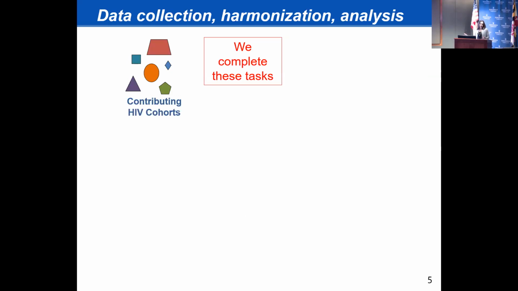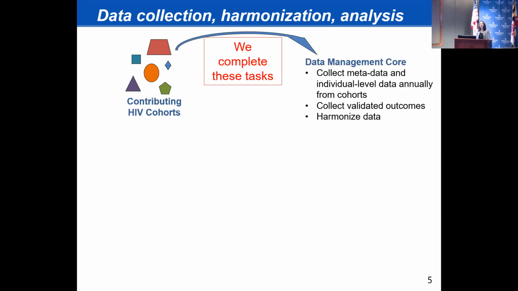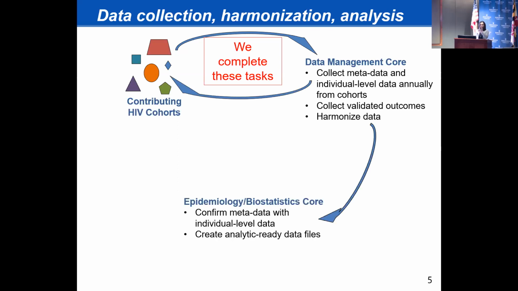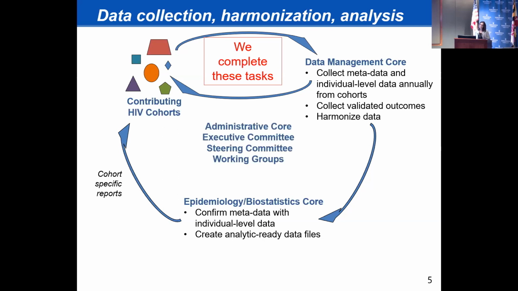So we complete a lot of tasks. This data is daunting, so don't be afraid. We complete a lot of these tasks where we take the data from these different cohorts who collect it with their own protocols. We have a data management core out at the University of Washington in Seattle. They take the data, they harmonize it to our standard. We go back and forth a couple of times there. Then the data come here to the Epibiostat core in the department. We do a lot with metadata or cohort level data, as well as individual level data to create these analytic ready data sets. We feed this back to the cohorts through reports for that final phase validity check.